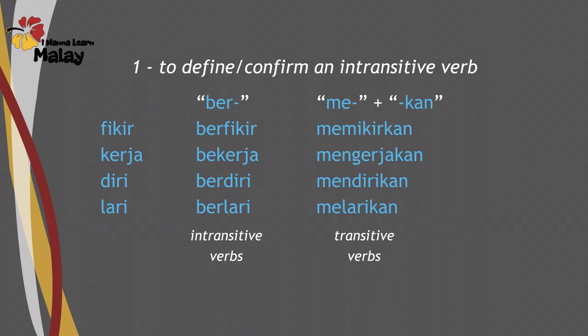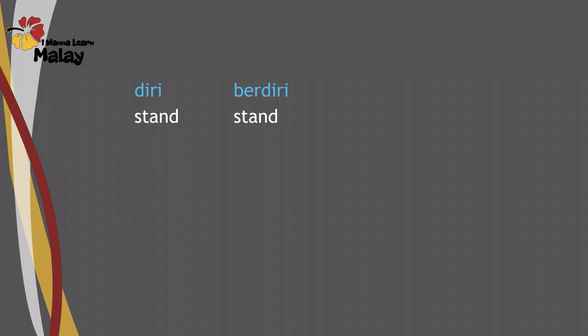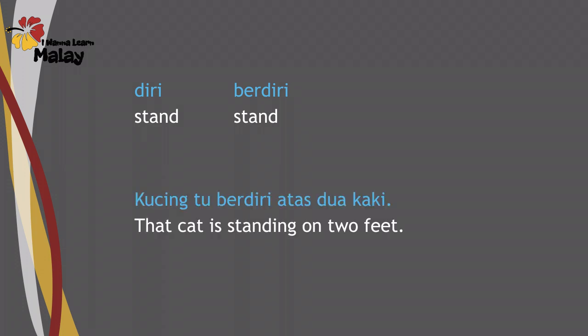So let's look at a few examples to understand this further and compare ber with me and kan. Let's start by looking at the verb diri, which means to stand. So berdiri also means to stand. Kucing tu berdiri atas dua kaki. That cat is standing on 2 feet. So the cat is standing on its own. The action is being done on itself, by itself.